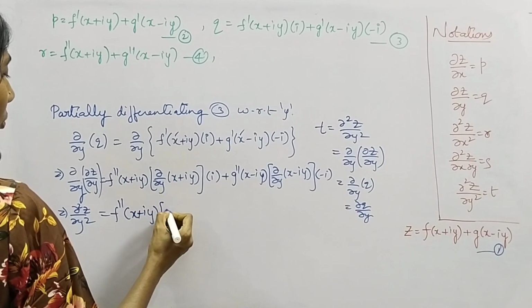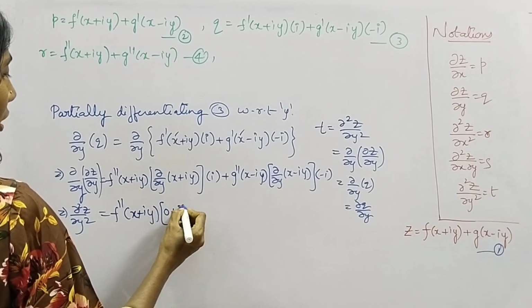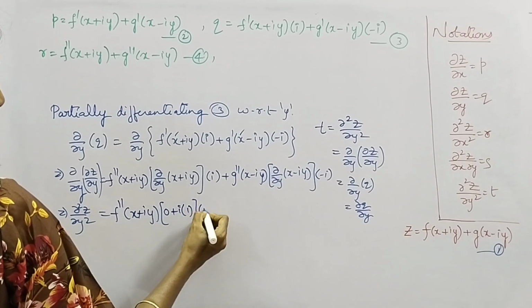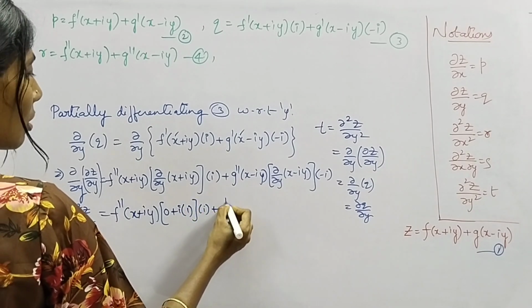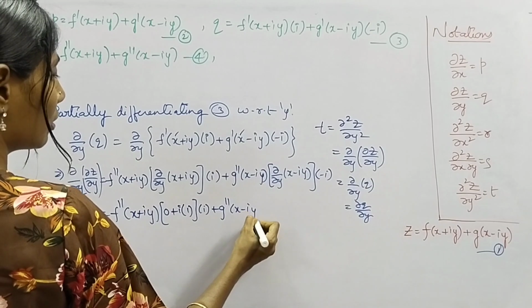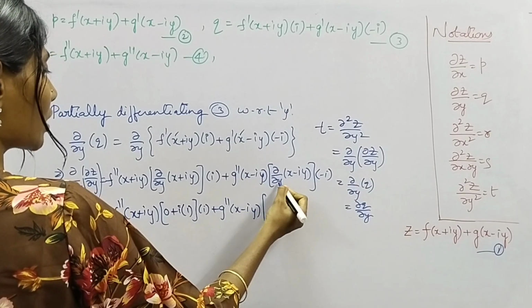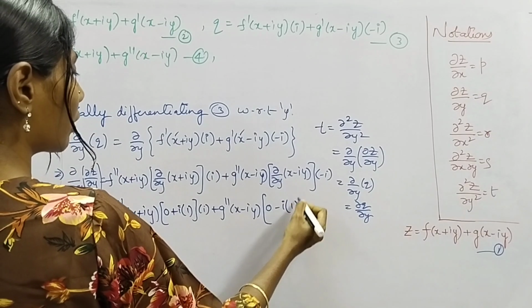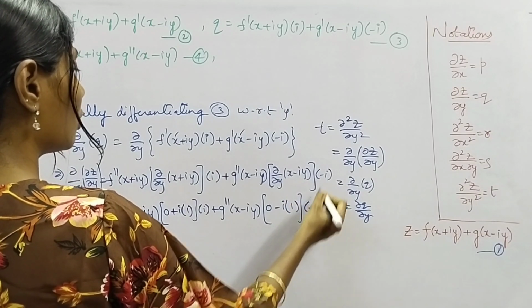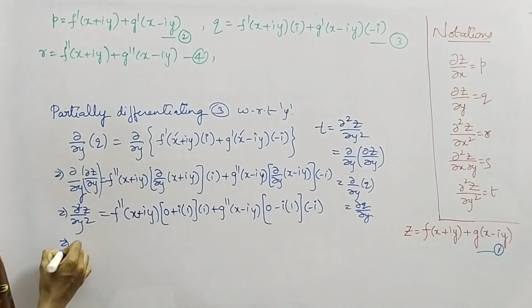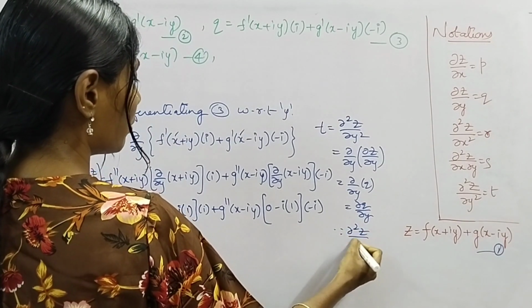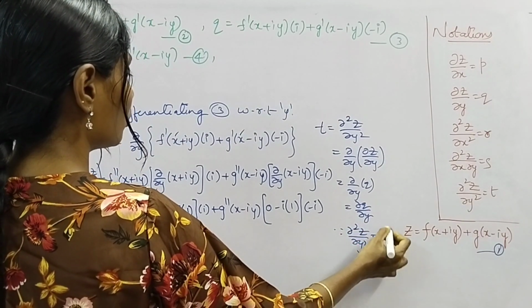Partial derivative of x with respect to y is 0, plus i into partial derivative of y with respect to y, which is 1, into this i, plus g double dash of (x minus iy) into partial derivative of x with respect to y, which is 0, minus i into partial derivative of y with respect to y, which is 1, into minus i. This gives us t, since ∂²z/∂y² equal to t.